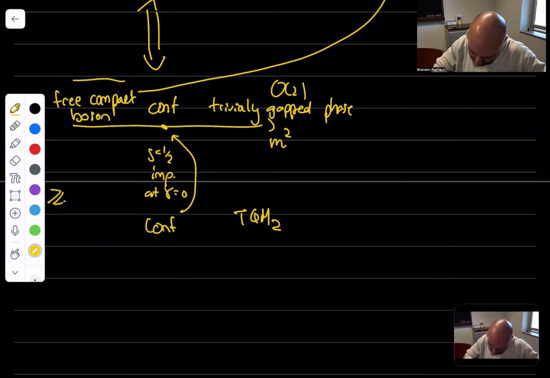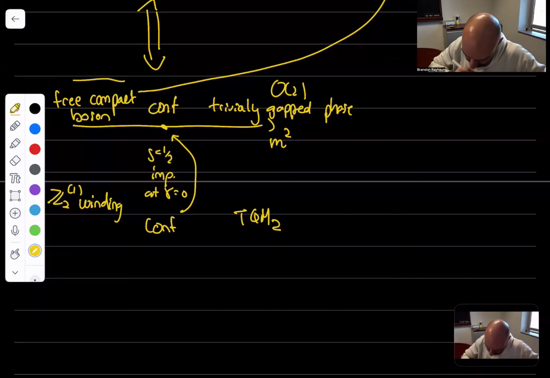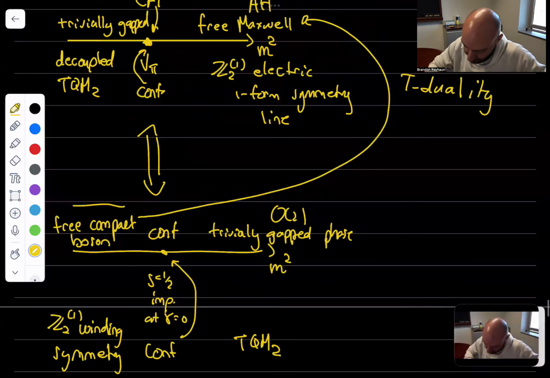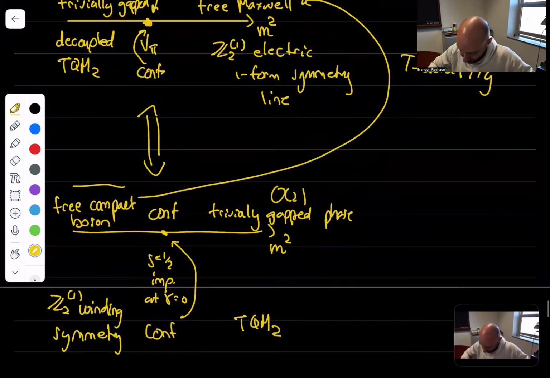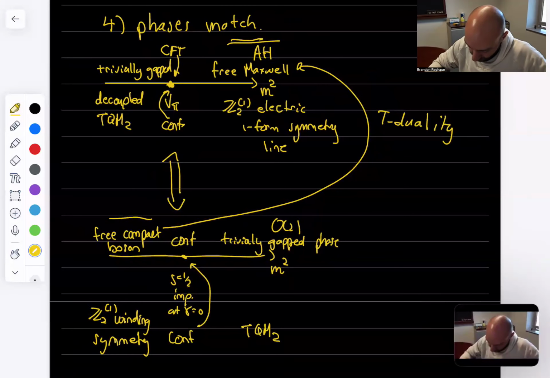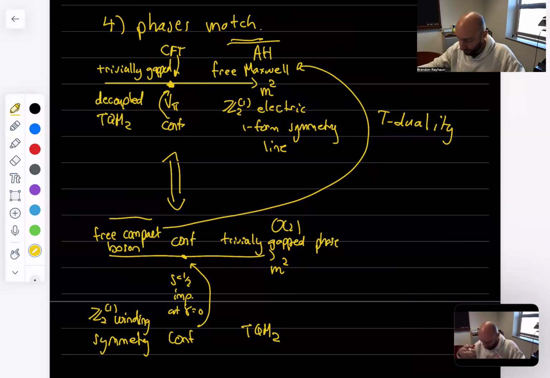And compact boson has a one-form winding symmetry in 3 dimensions. And the claim is that the spin impurity flows to the topological line operator that implements the Z2 subgroup of the winding symmetry. And winding symmetry under T-duality is exchanged with this electric one-form symmetry. So in other words, basically, if you look at the phase diagram as you vary the bulk mass in both theories, you get the same sort of picture emerging.